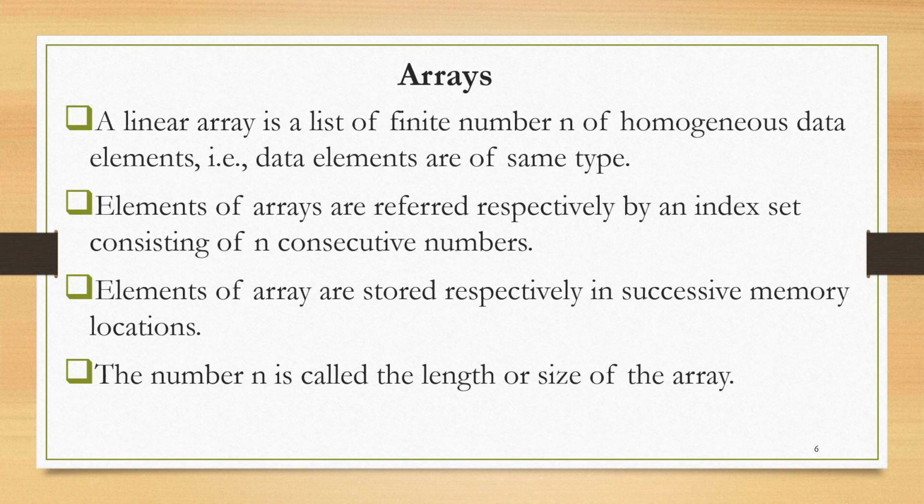Elements of arrays are referred to respectively by an index set consisting of n consecutive numbers. So whenever you want to access an element in an array, you have to access it through the index. In some arrays the index starts from 0, some arrays start from 1. Elements of an array are stored respectively in successive memory locations. So this is important. The memory locations where array elements are stored are contiguous. In a linear array, all data elements will be in successive memory locations. The number n is called the length or size of the array.